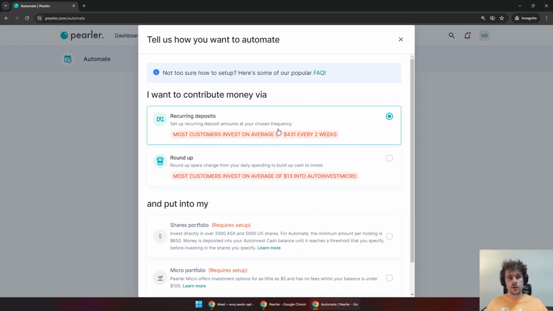Or if you don't want to do recurring deposits, you can also do a round-up, which is something that a few other platforms support. I believe Spaceship, Voyager, and Raiz are two of the big platforms I know that support it.